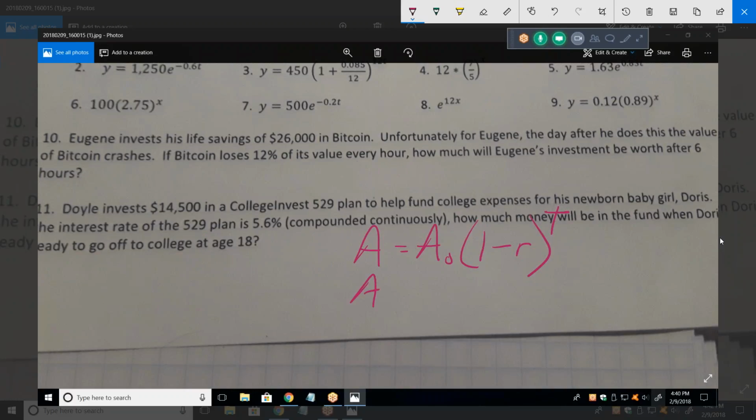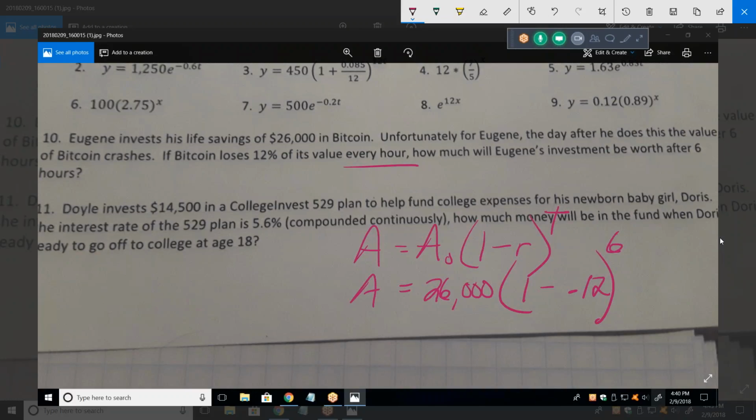So your amount is, fill in everything for me. A equals 26,000 times 1 minus 0.12, and then to the 6. Remember that T is in hours. T can be in lots of different time frames: seconds, minutes, hours, days, months, years. But it has to match whatever the time frame of R is. In other words, R is every hour, so T is in hours.